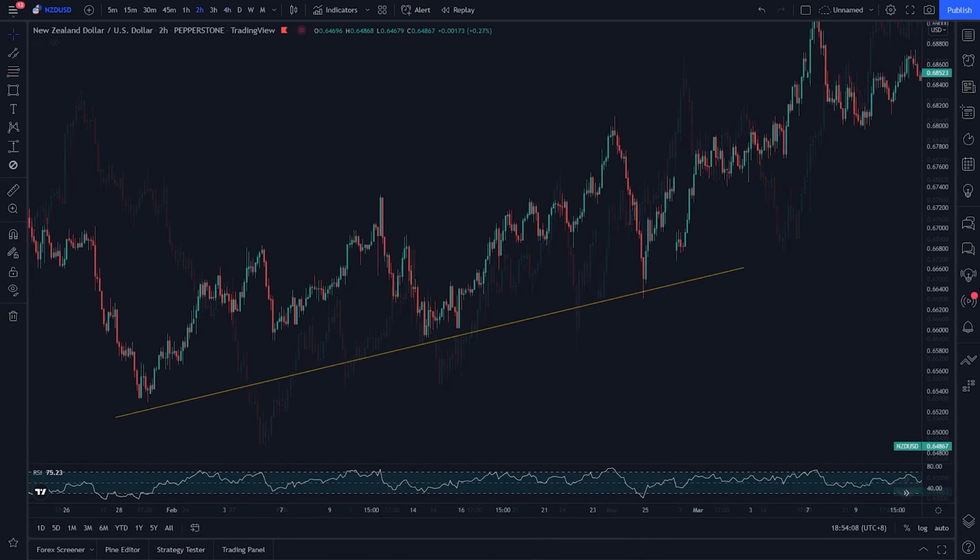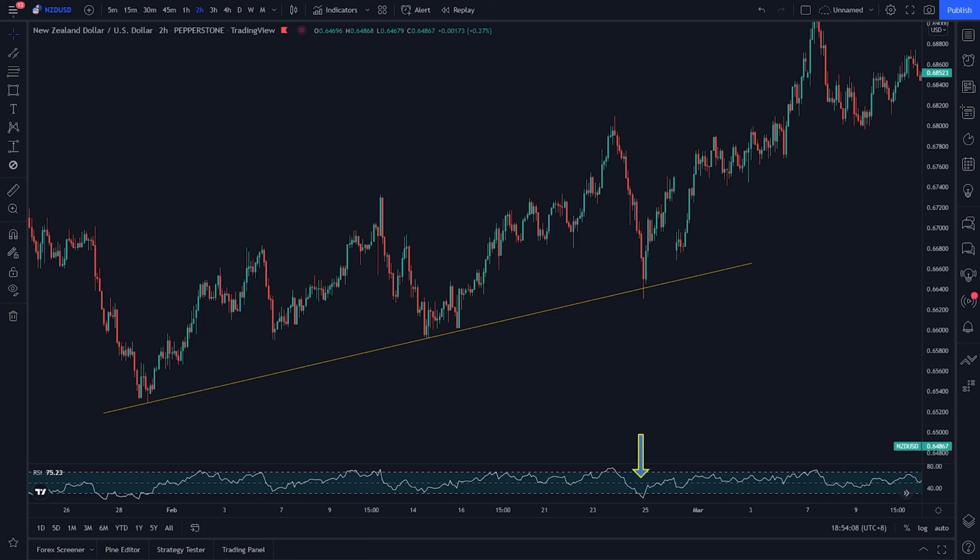With this, we can go to the smaller time frame. In the 2-hour chart, we can observe that there is a trading opportunity here. 2-hour RSI is also in the situation of oversold, so we have two confirmations. At this time, I will continue to pay attention to this chart.